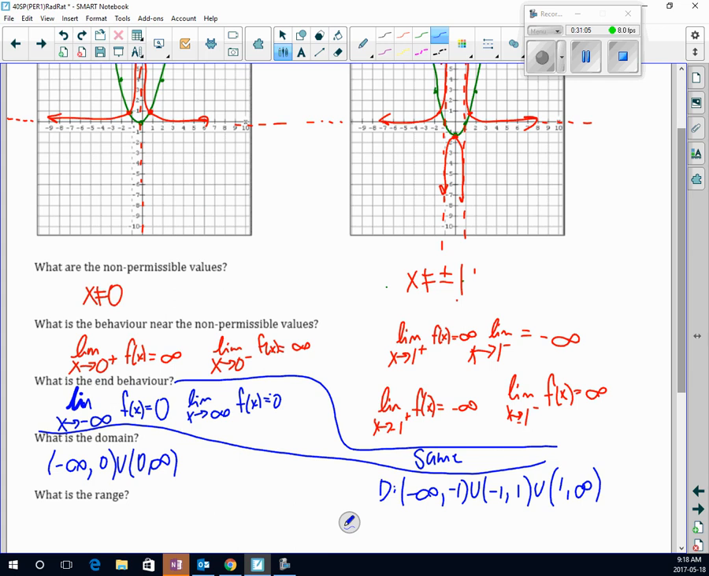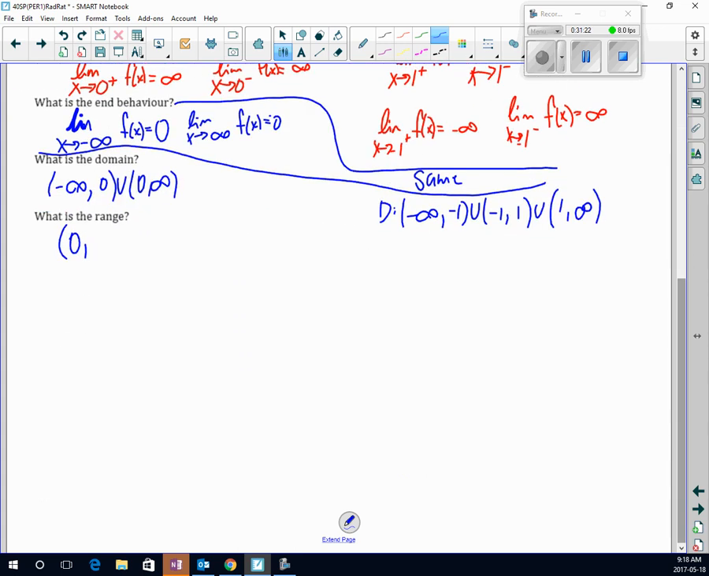Does everybody see that? Okay, my range. What's my range here? Starts at what? 0, so not including 0. And then it goes to infinity. Okay, this one's a special one on the right.